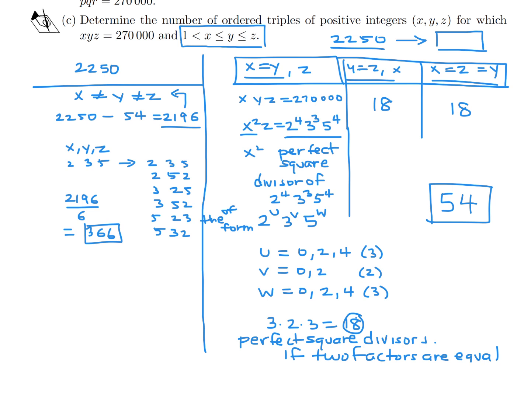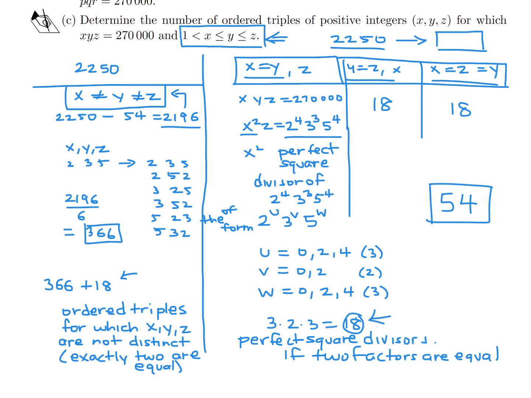So far, if we go back to that criteria, it looks like we have 366 where they're all distinct, plus the 18, like we calculated here, where exactly 2 are equal. Okay, so that's pretty good, and that total I think is 384. All right, are we done, or do we have some other criteria here?